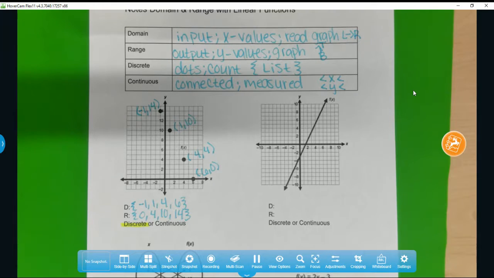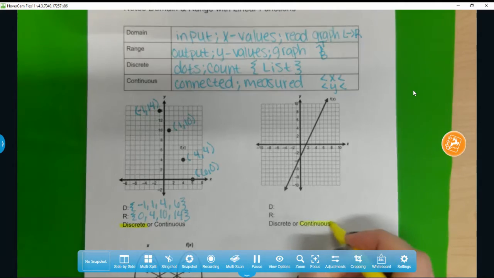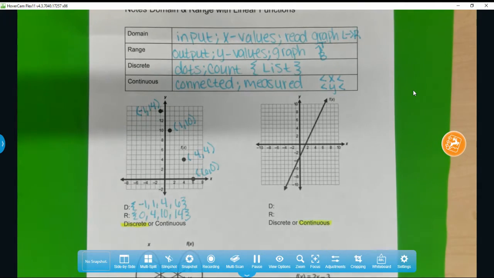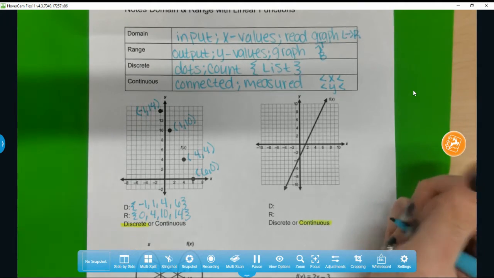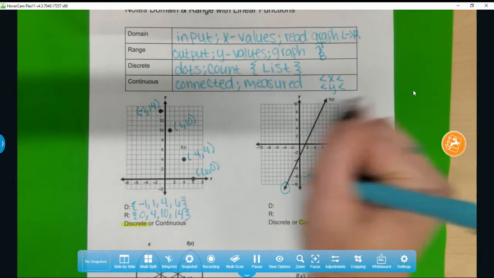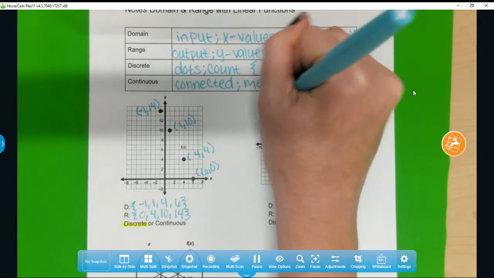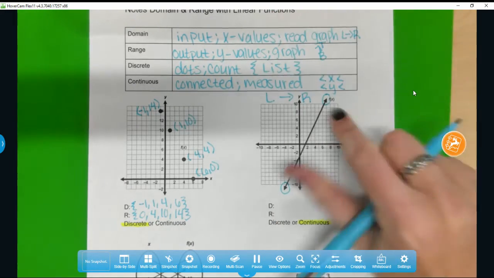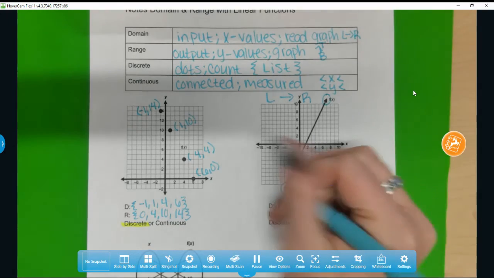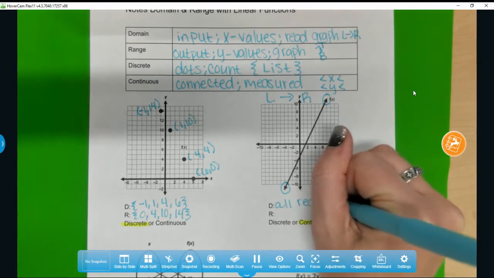Okay, this next graph is continuous because it goes forever. Okay, so before we draw inequalities, look for arrows. I see an arrow at both ends. So as I read it from left to right, left is an arrow, right is an arrow. So that is all real numbers.